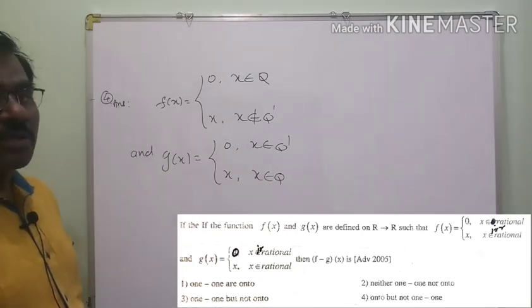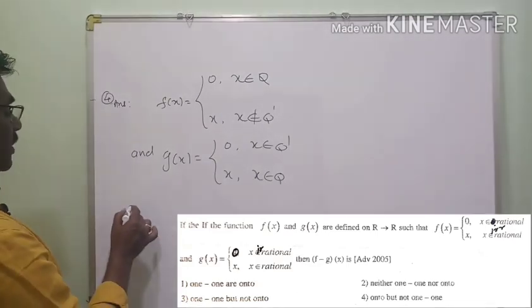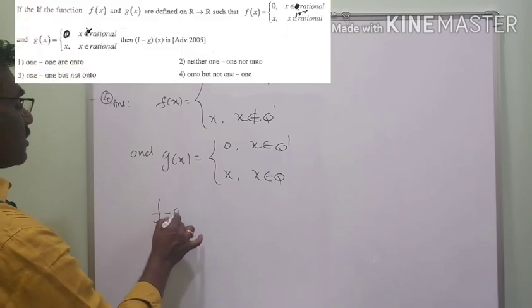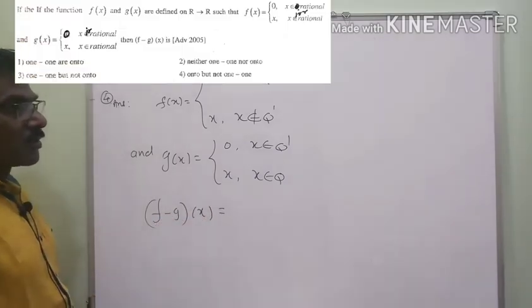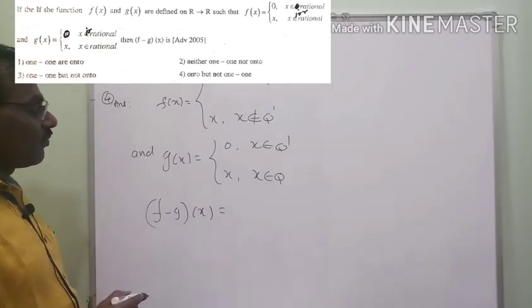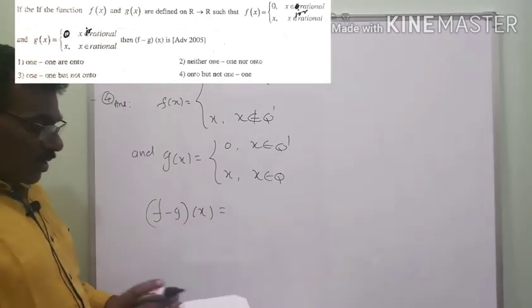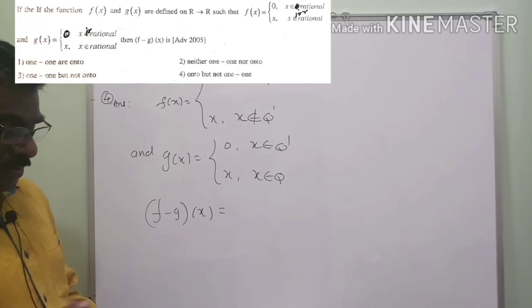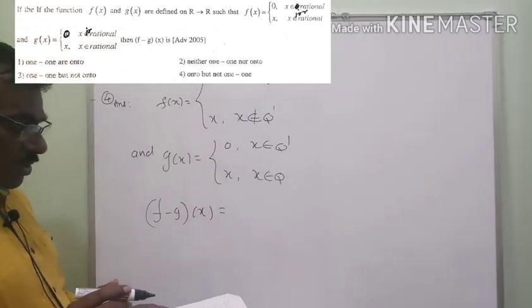Then what is the question? f minus g of x. Okay, f minus g of x equal to... Now the question is asking about f minus g of x: is it 1-1 and onto, neither 1-1 nor onto, 1-1 but not onto, or onto but not 1-1?